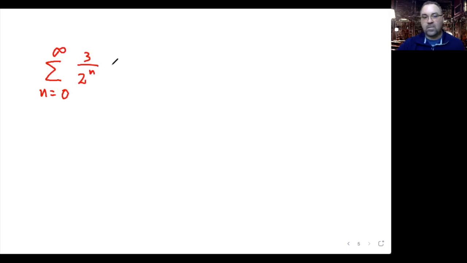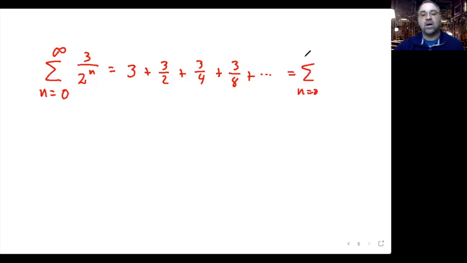Now, I'm going to rewrite this a little bit, but let's write out our terms. So the first one, 3 over 2 to the 0. The next one, 3 over 2 to the first. The next one, 3 over 2 squared. The next one is 3 over 2 cubed. You get the idea. In other words, a rewrite of this would say, oh, I know, it's 3 times 1/2 to the nth power. See how that's the same thing, but now it looks a lot more like our geometric, right?